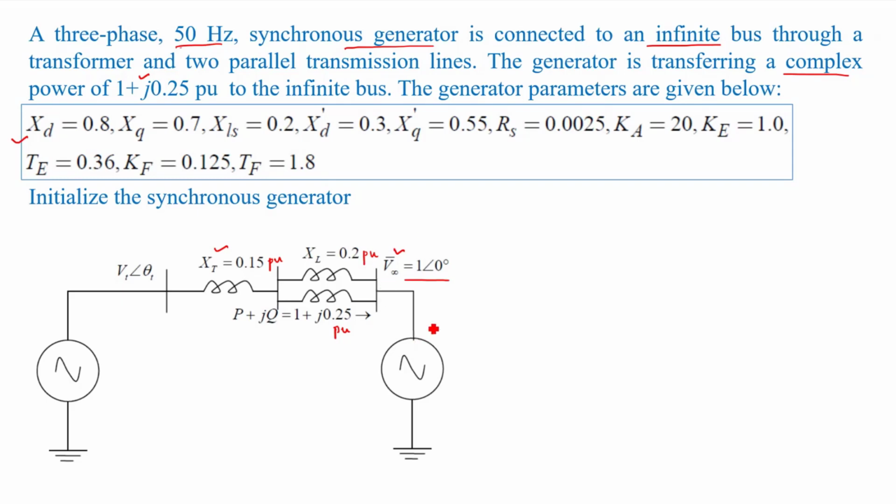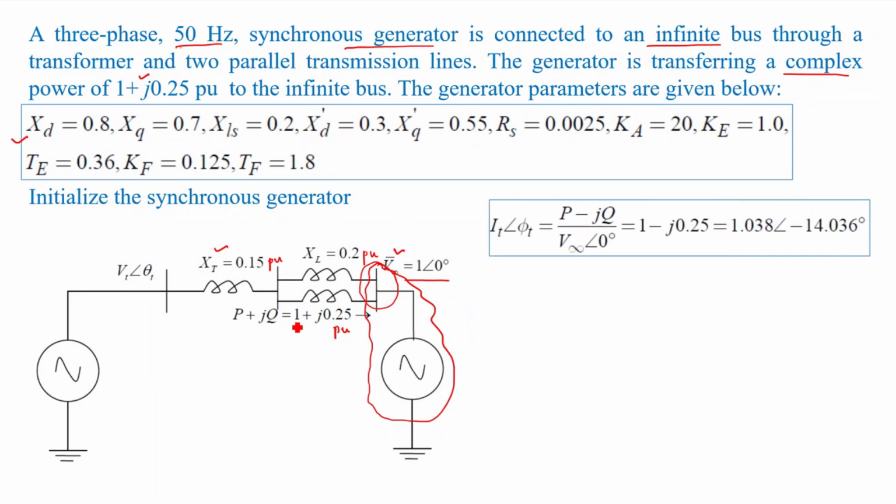But here it is only a single machine system connected to an infinite bus. So here the infinite bus is considered as another machine, a huge machine, right? In fact, a huge machine can be considered as an infinite bus. With huge, we can say infinite inertia, right? Therefore we call it the infinite bus.